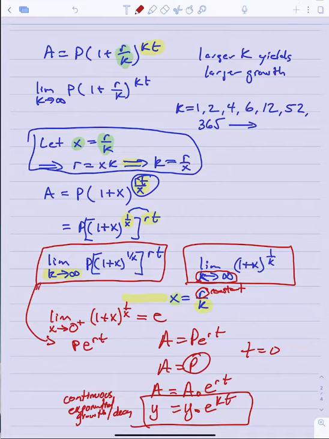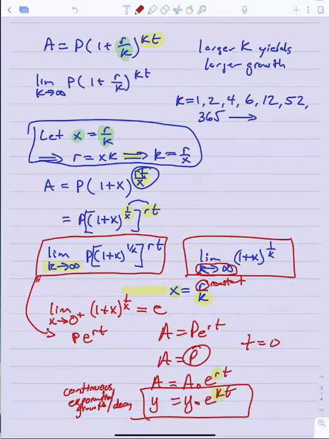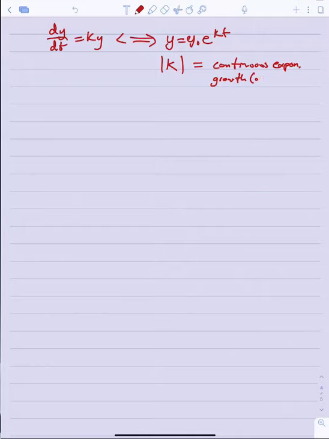And we also see something else from this derivation. It turns out that k, formerly the r that we started out with, can actually be thought of as a rate. So now when we think about dy/dt = ky, and we say that's equivalent to y = y0 e^(kt), we can actually give an interpretation to that k number. That k number, or rather the absolute value of it, is thought of as the continuous exponential growth or decay rate. And obviously I'm saying absolute value because I know the sign of the k determines whether it's growth or decay.